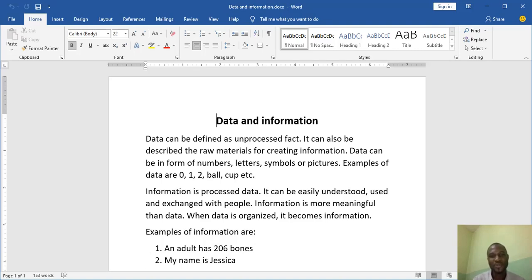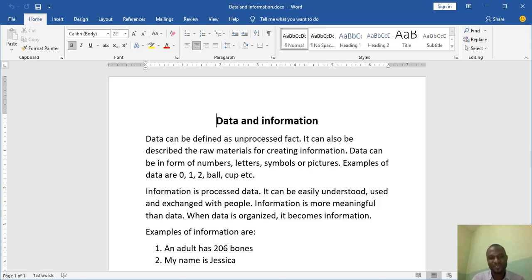And our topic for today, like you have seen on the screen, is data and information. Some people use those two words interchangeably, but actually they are not really the same. Today we're going to look at the difference between data and information, the meaning, as well as the sources of data and information.